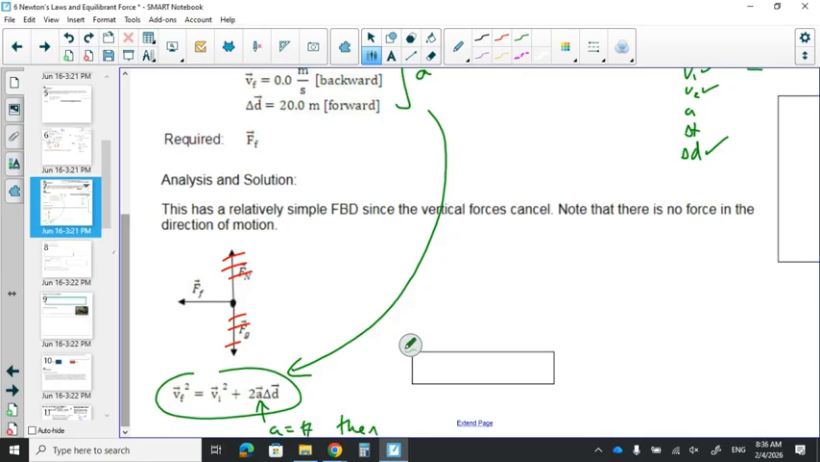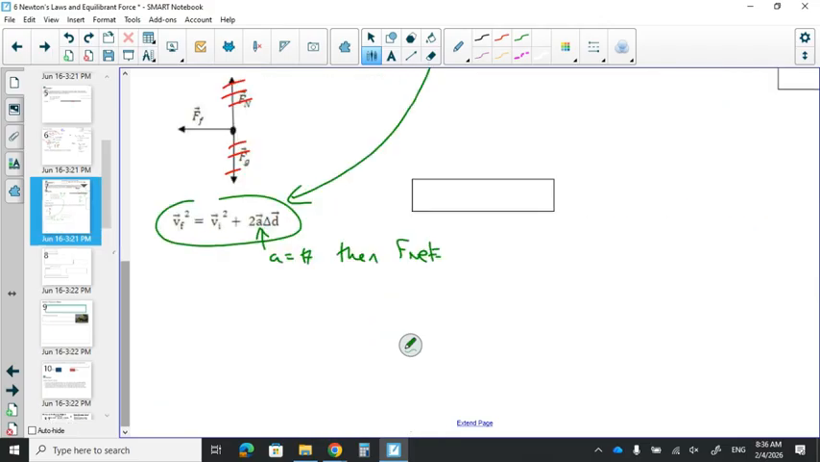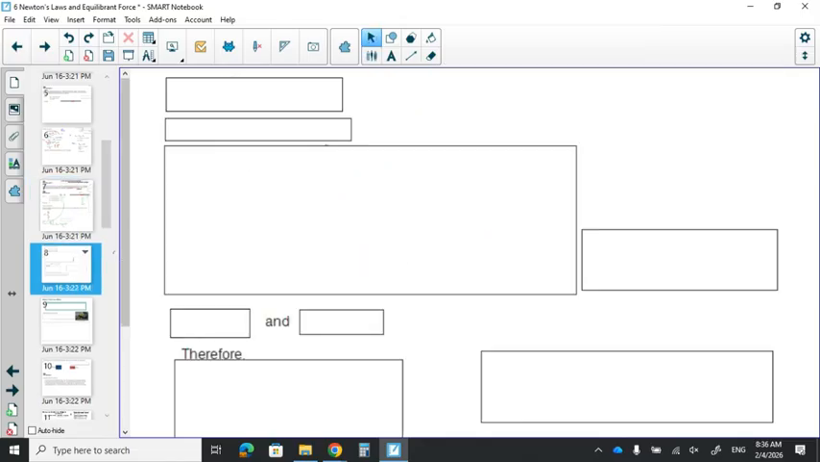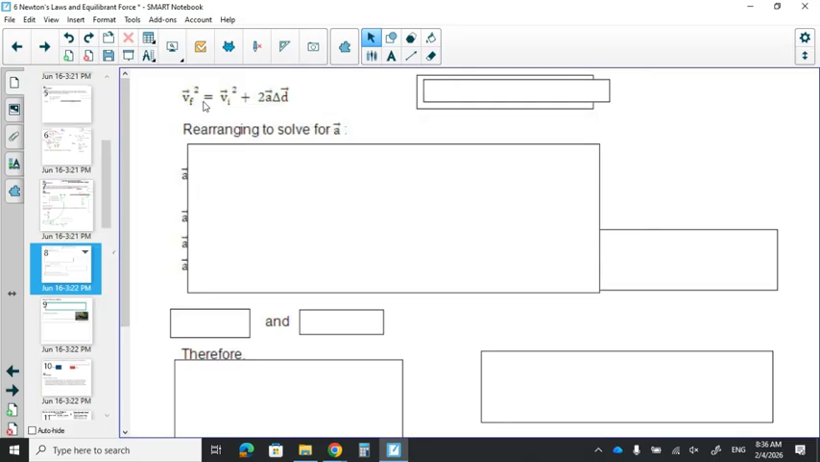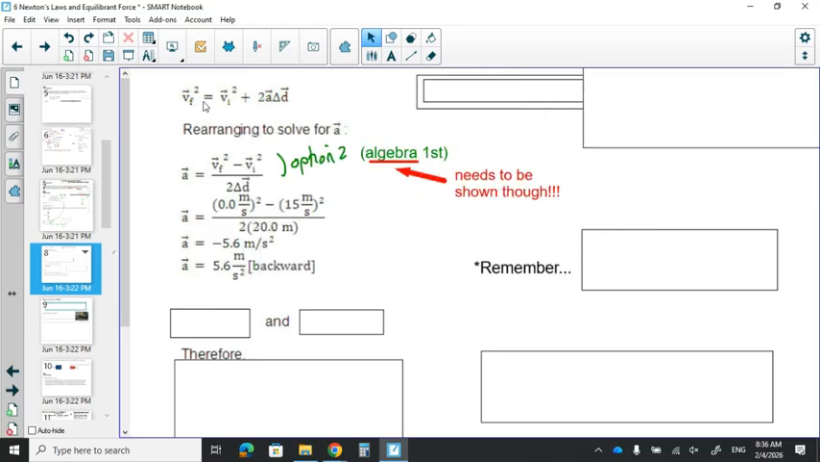So we can say then F net equals ma, and so you have the mass and you have the acceleration, so you'll get the net force. That's the name of the game. And so it looks like this. You have the equation. They say rearrange and solve for the a. Well, that's the option 2 that I talked about before, where you can do the rearranging. If you're doing that, you have to show that though.